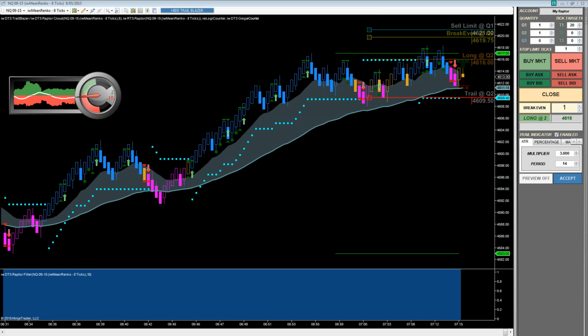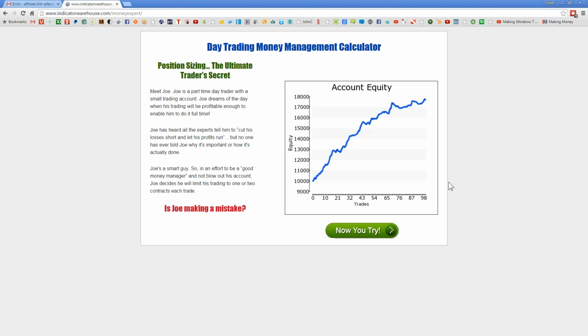Okay, here's a great little tool. We're just going to take a little detour. I'm going to show you this tool real quick. This is called the Money Expert, and you can go to Indicator Warehouse. It's free to use. You just put your email into the little window. Don't worry, we're not going to bombard you with a bunch of stuff.